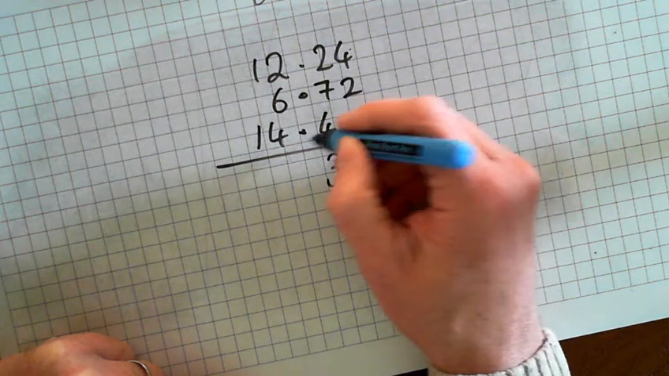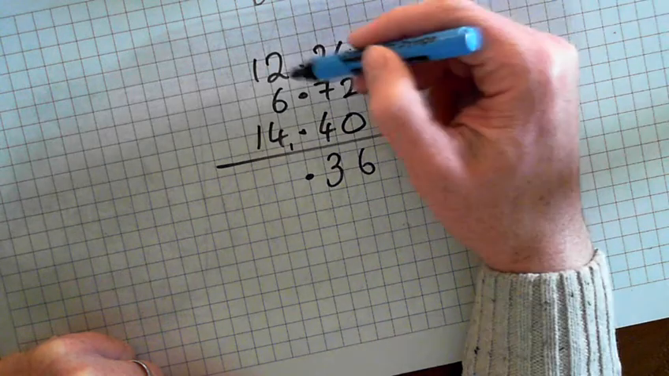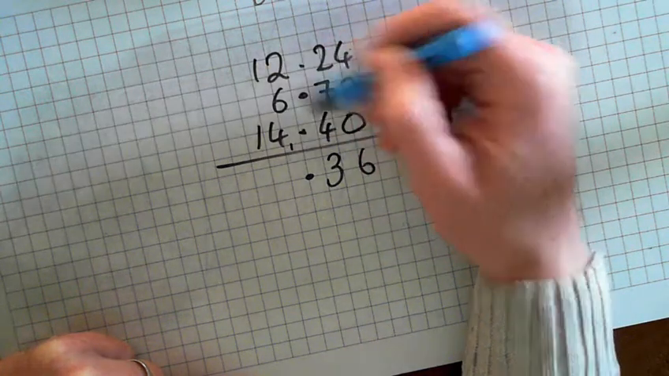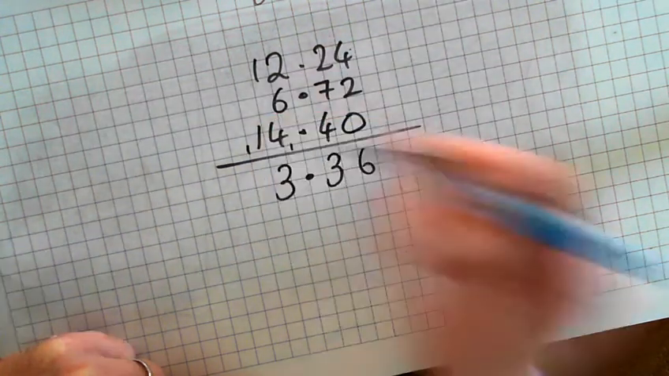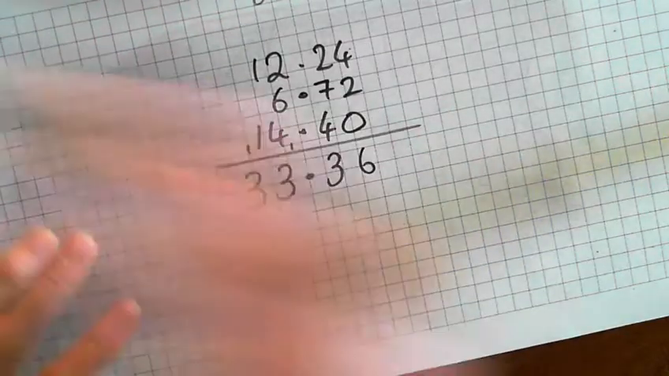3, and I can carry the 1. 3, 13, 2, 3. 7, 13. 3, carry the 1. 4. 3. 33.36. Alright, what about subtracting decimals?